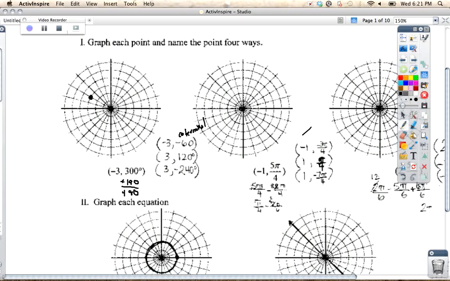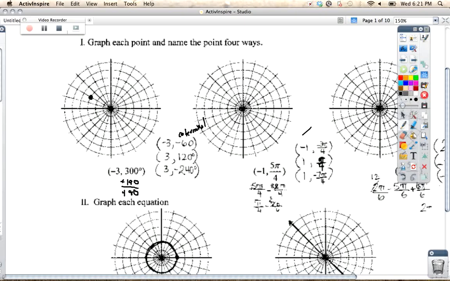So I'm going to count around from here. I'm going to count 15. 1, 2, 3, 4, 5, 6, 7, 8, 9, 10, 11, 12, 13, 14, 15. Now, it is this line, but it's -1 again, so I'm actually going to go in the opposite direction, -1, and that's going to put the point right here.